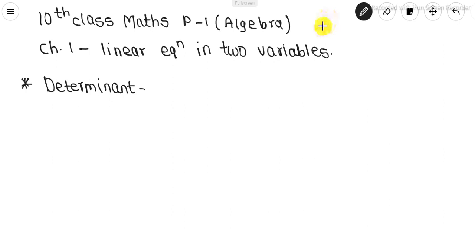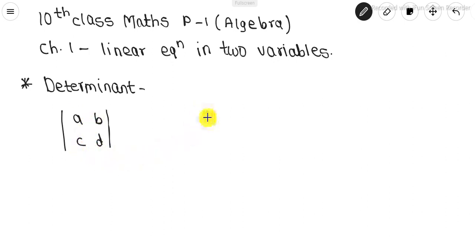Now all of you know how to represent the determinant. That is, the determinant is represented as A, B, C, D. This is the determinant. Now in this lecture we have to find out the value of this determinant. Now in this determinant there are two rows. All of you know what is meant by rows and what is meant by columns. Now in this determinant AB and CD are the two rows and AC and BD are the columns.